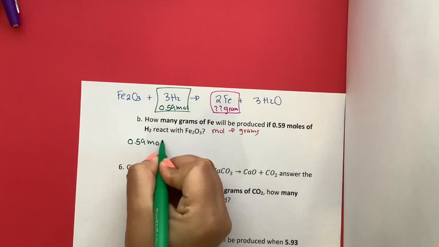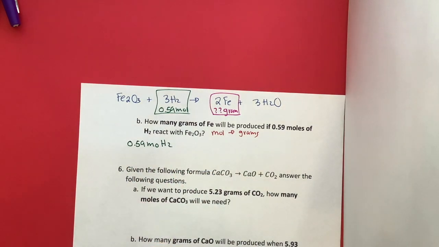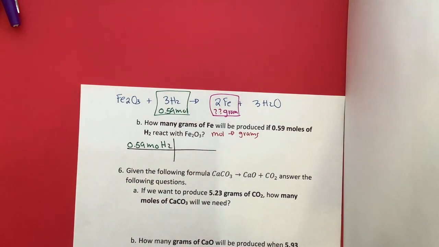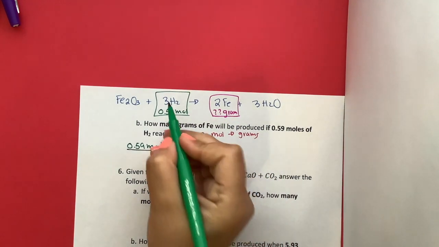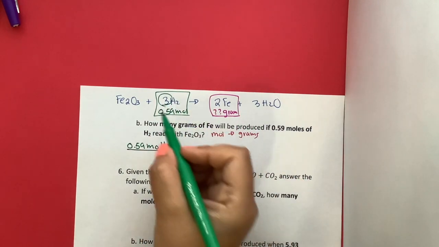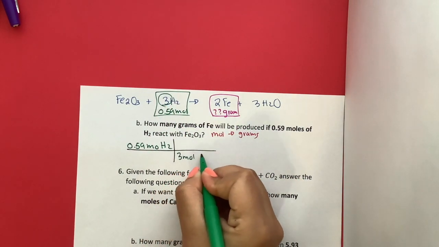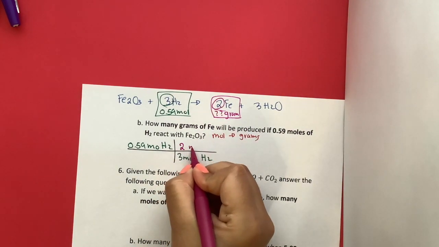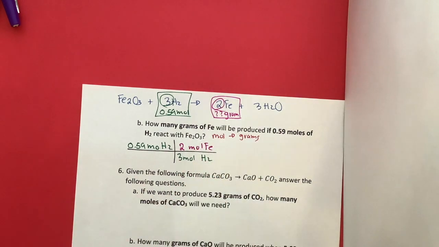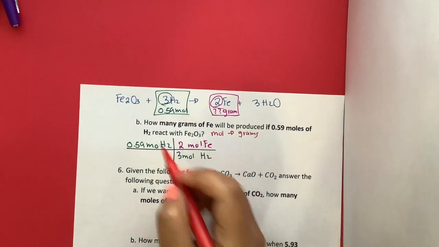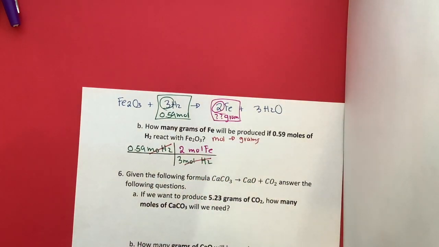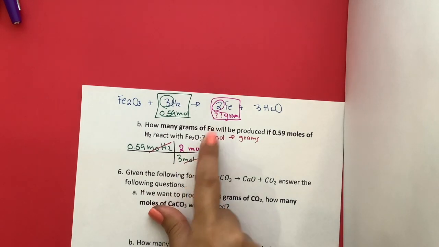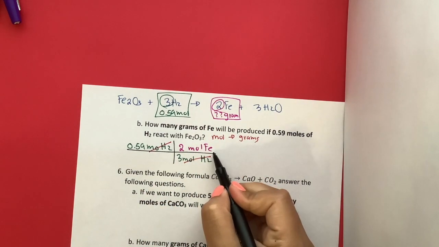0.59 moles of hydrogen. Since I am already in moles, my next step is to use the mole ratio. So I could jump from hydrogen to iron. I have 3 moles of hydrogen for every 2 moles of iron. I wrote moles of hydrogen in the bottom, so the moles of hydrogen and moles of hydrogen cancel each other out. After using the mole ratio, now I am left in moles of iron, but the question is asking me for grams, not for the moles.